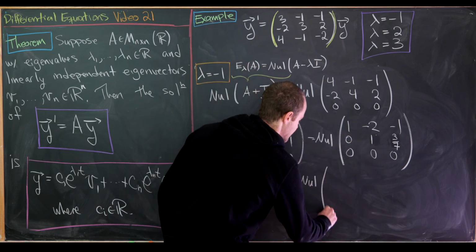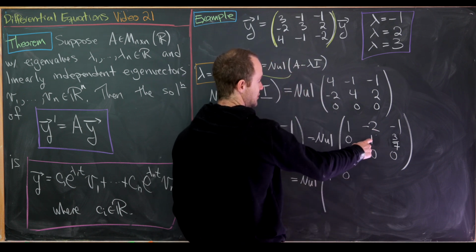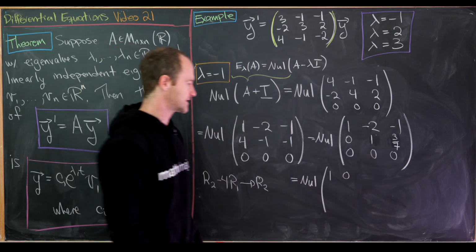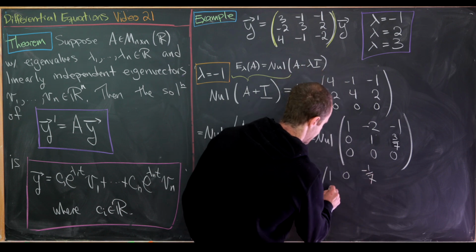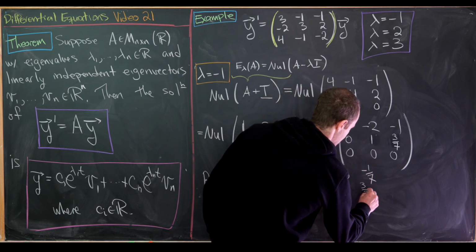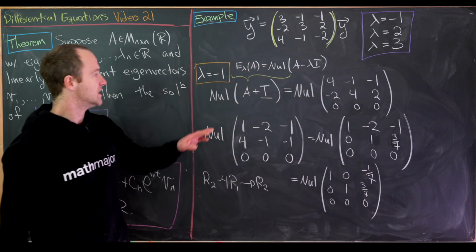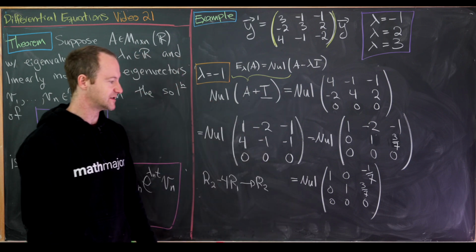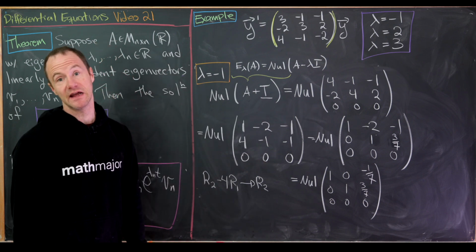So let's see, we'll have 1, 0, because negative 2 plus 2 is 0. And then we'll have negative 1 plus 6 over 7 will give us negative 1 over 7, and then we'll have 0, 1, 3 over 7, 0, 0, 0. Okay, so we've shown that the null space of this matrix is the same as the null space of this matrix. Now let's bring this up and we'll finally find the eigenvector.